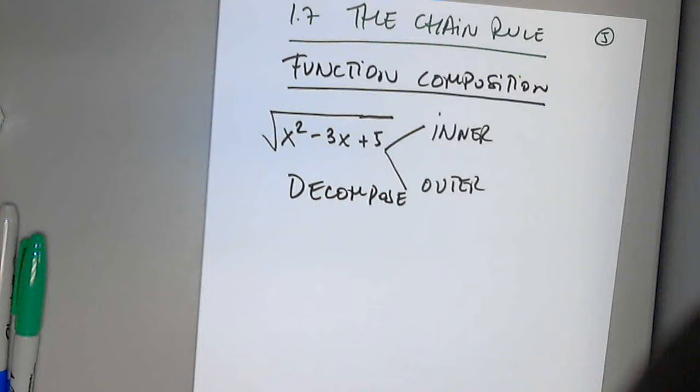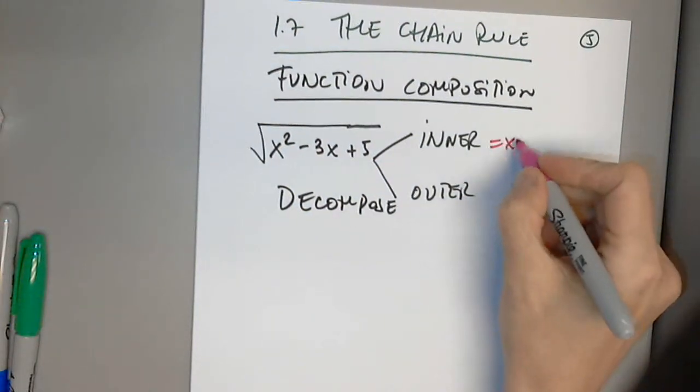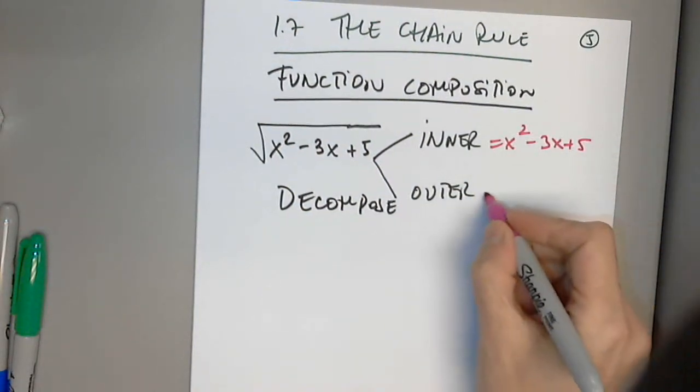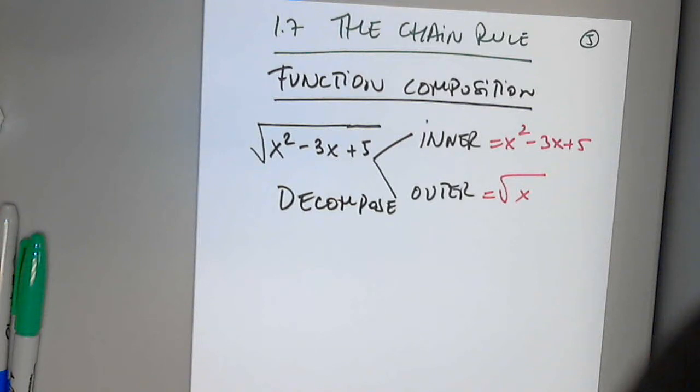Remember, this is an operator, and this is a function inside. I must start with the function inside. I cannot take the square root first. I have to see what's inside the square root, and then I apply the outside operator. So the inner function is this. When I'm done evaluating this for 0, as an example, then I apply the square root as the outer function, the second function. So the inner will be x squared minus 3x plus 5, and the outer will be the square root of x.